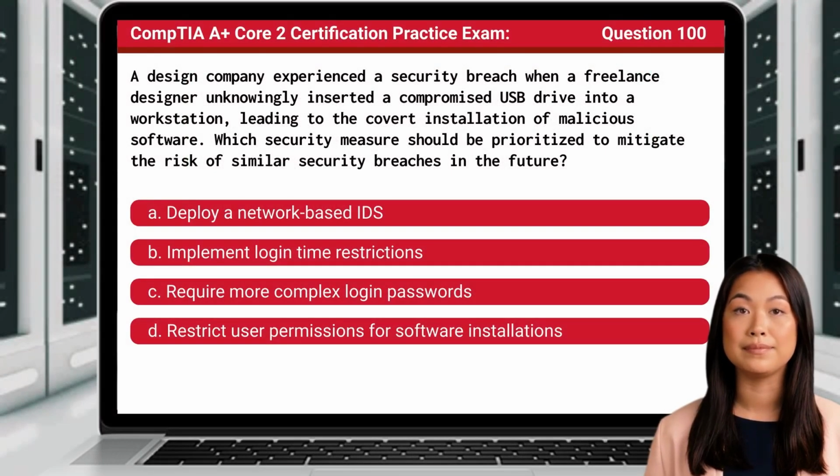Question 100. A design company experienced a security breach when a freelance designer unknowingly inserted a compromised USB drive into a workstation, leading to the covert installation of malicious software. Which security measure should be prioritized to mitigate the risk of similar security breaches in the future?